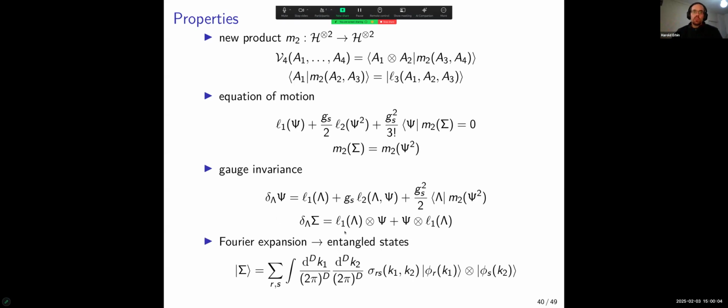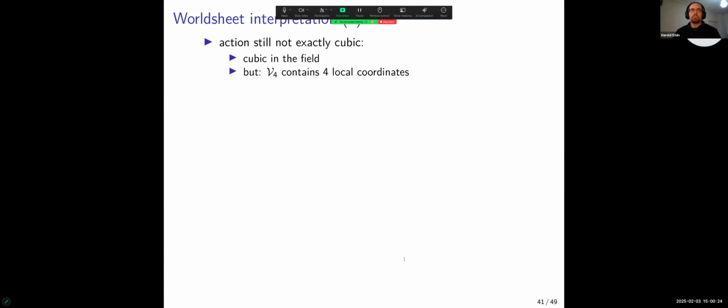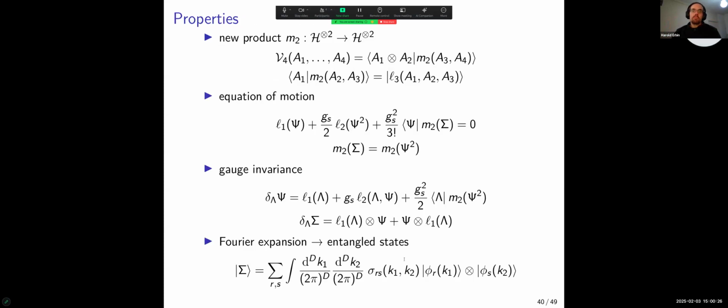You can also do a Fourier expansion and you see that you get entangled sums. So you have this sigma rs, k1, k2, and here you have two states of your basis. So you see that you cannot bring them together. Sorry, you cannot split the field because the coefficient really is bilocal in spacetime and in the indices. So what should we do?